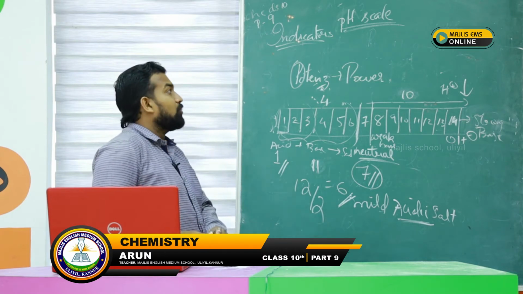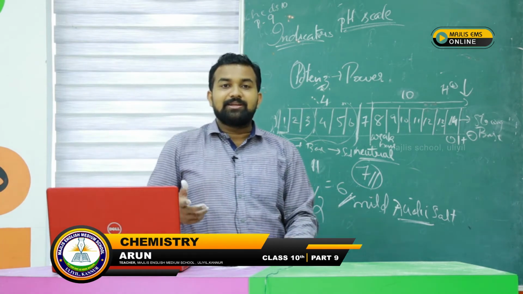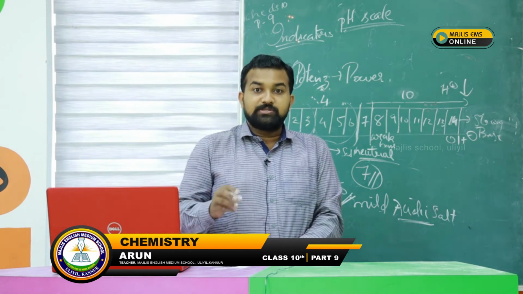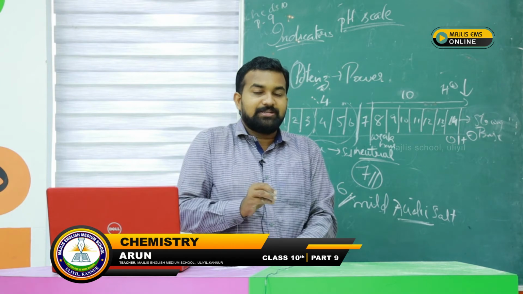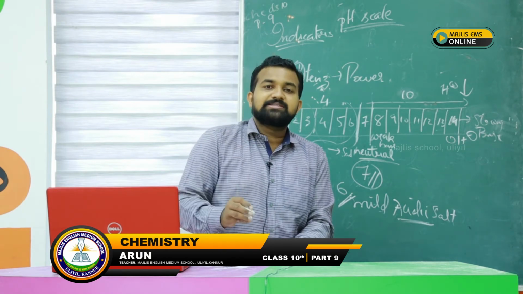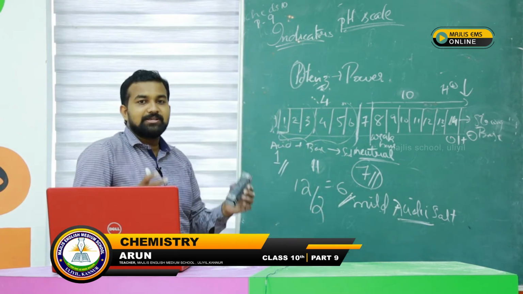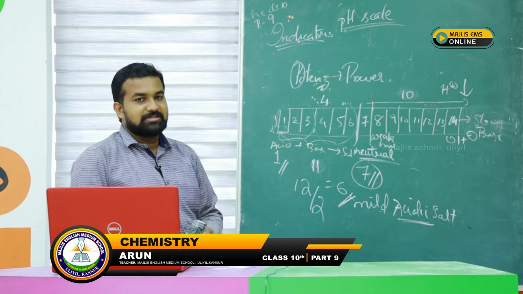Okay, so this is how we can check the concentration or the strength of an acid or a base. Using the H plus ion concentration, we can find out the value of pH. The pH scale or the pH value will help us to find out whether a given substance is an acid or a base.